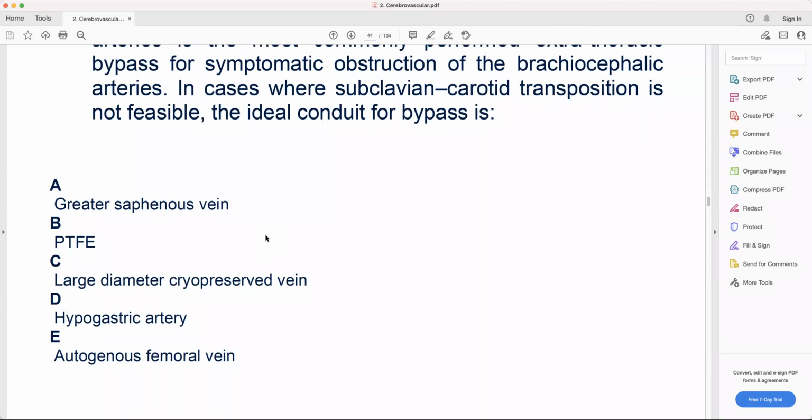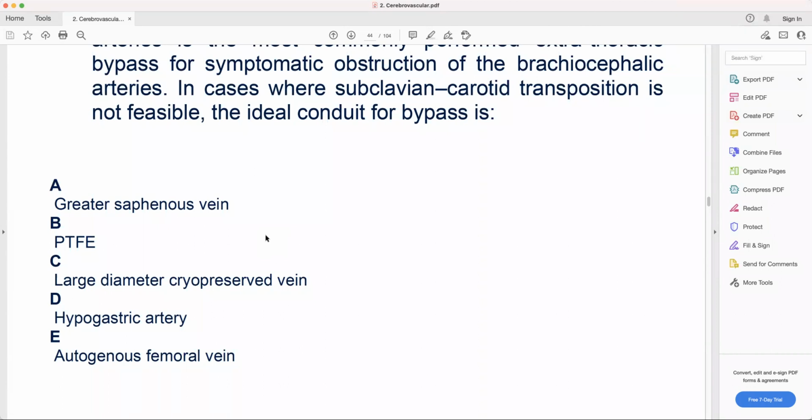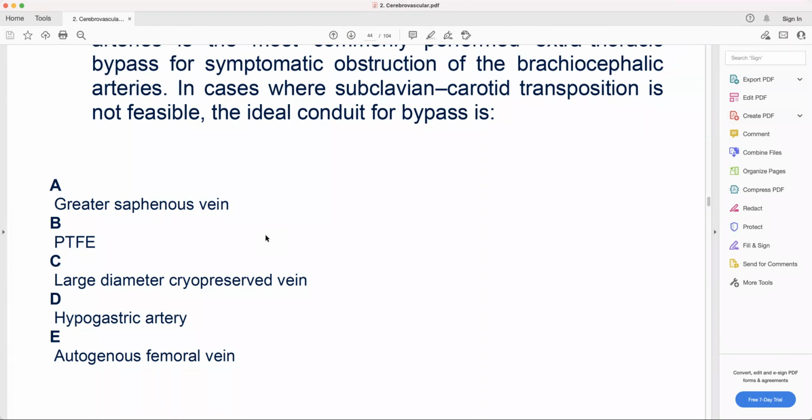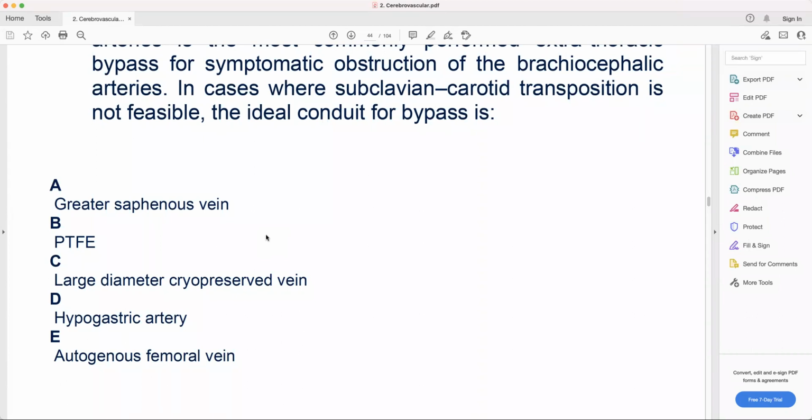Autogenous femoral vein? No. Well, we don't do it, right? Just think what we do really. Why should you go to the hypogastric artery? Imagine you open the abdomen to get the hypogastric artery, or get to the femoral vein, and the patient gets leg swelling. There's no reason. So all of this doesn't make sense. The only thing that makes sense is BTFE.